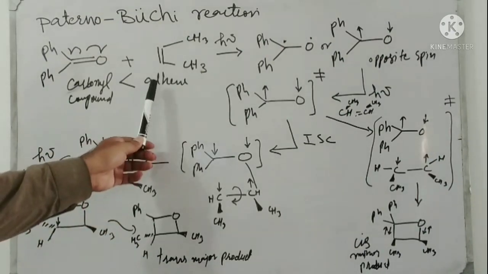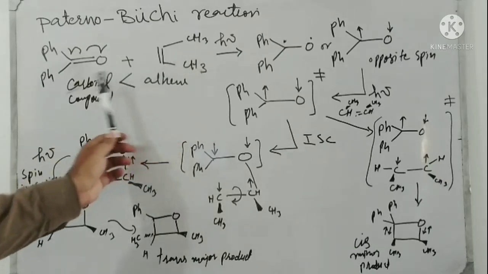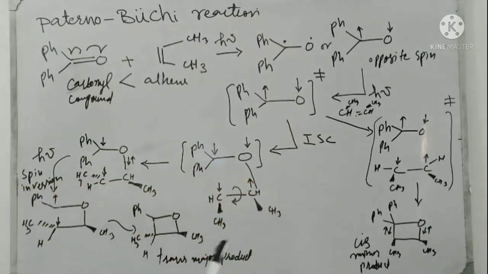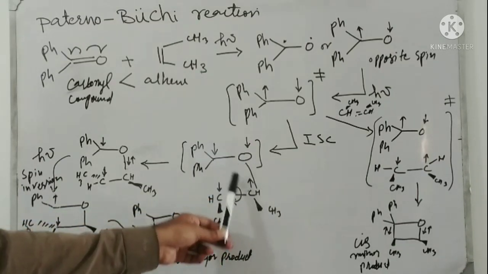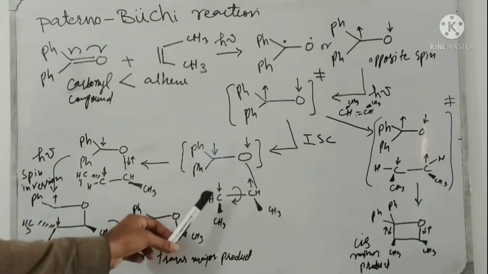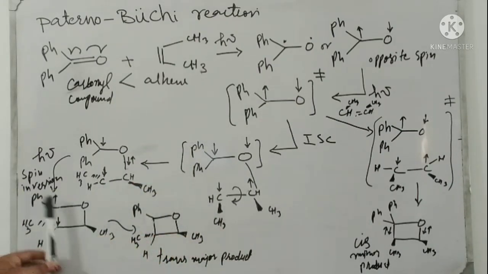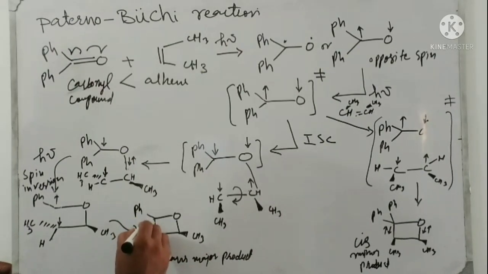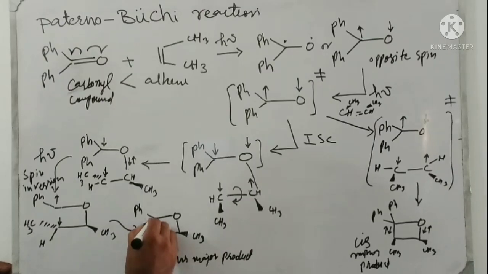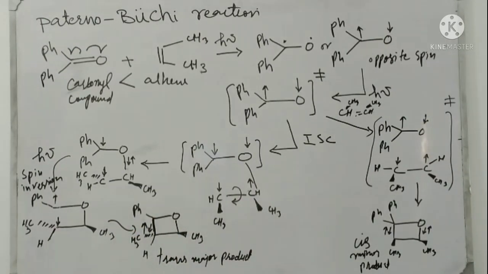When the alkene has more energy, with electron donating groups attached, than the carbonyl compound, then intersystem crossing occurs, and then single bond rotation. So we change the stereochemistry, but the spin remains the same. Spin inversion occurs at one of these free radicals so that this radical and this radical have opposite spin. Then we can make the single covalent bond here, and we get this trans as the major product. This is the other way.